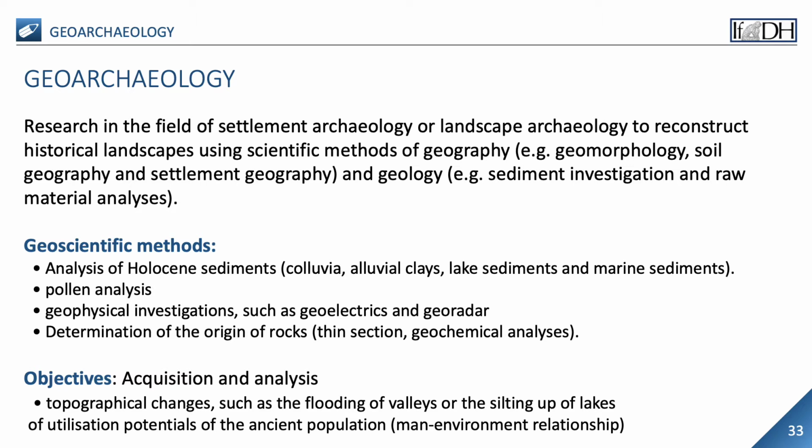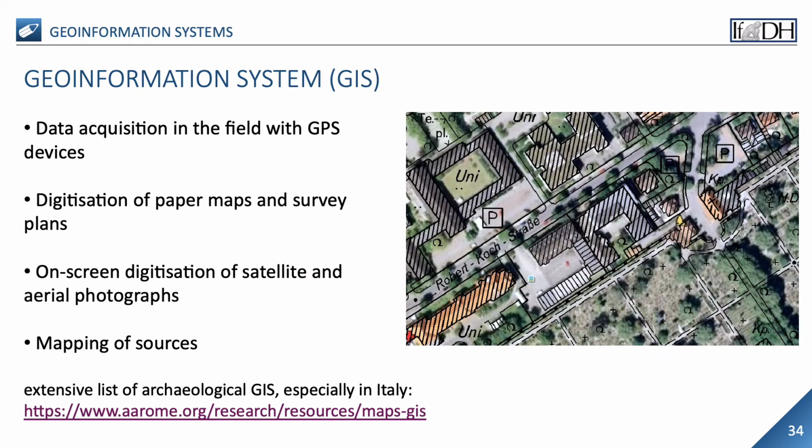prehistoric research. Their aim is the acquisition and analysis of topographic changes such as the flooding of valleys or the silting up of lakes. This means, however, that it is no longer just a matter of determining the habitats, but rather of describing the potential uses for the ancient population, that is, the human-environment relationship in general. It should be clear that this involves an almost unmanageable amount of data that can only be managed in geoinformation systems. To create a QGIS, it is best to collect data in the field with GPS devices.